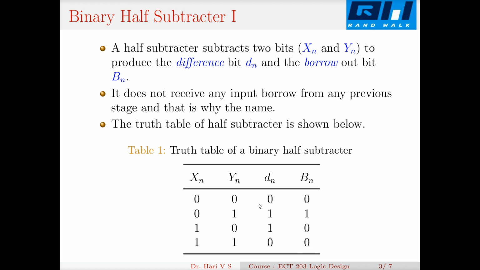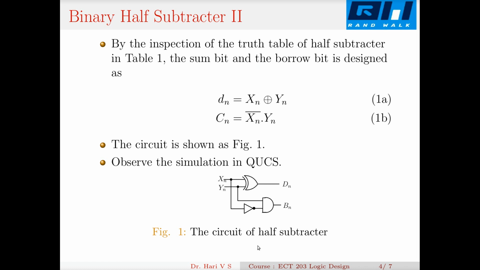So you can see that this Dn is essentially an exclusive OR circuit, just like our sum bit in a half adder. But that Bn is different. Bn is 1 here when it is xn complement and yn. Dn is xn xor yn. So these two equations summarize a half subtractor. Dn, the difference, is xn xor yn, and Bn is xn complement and yn.